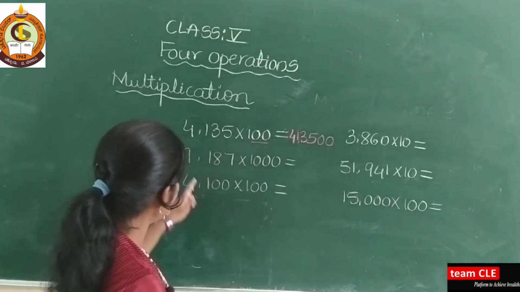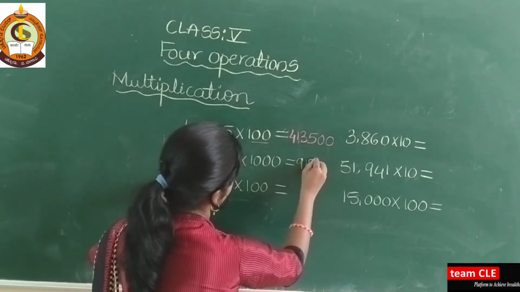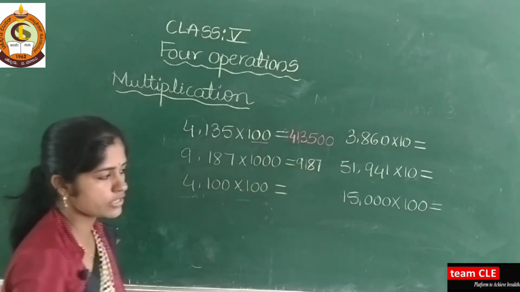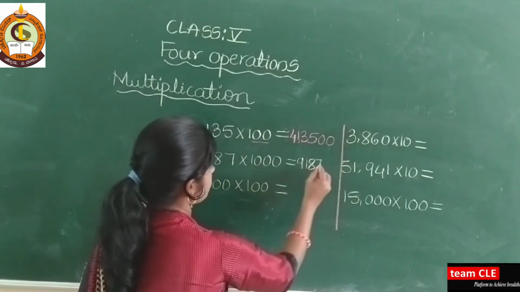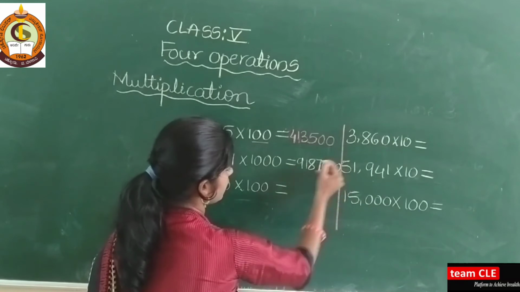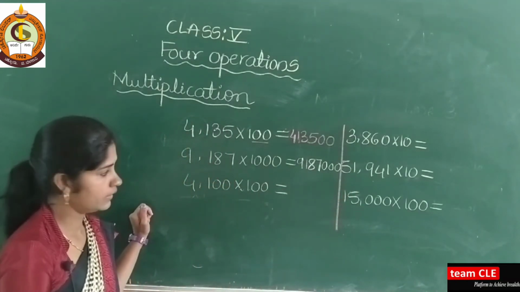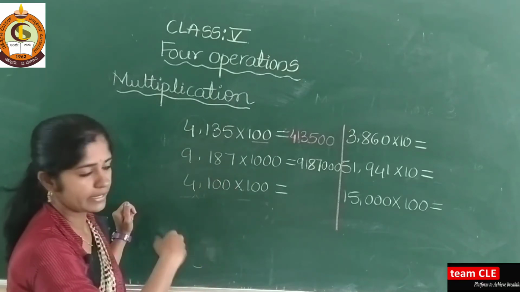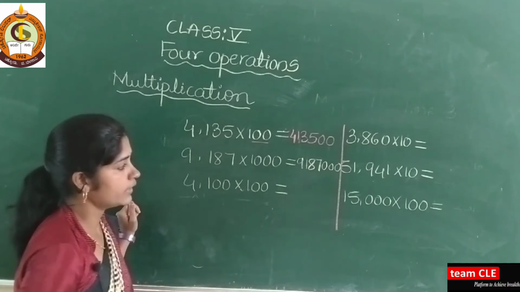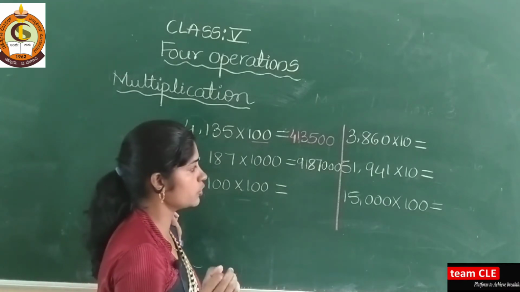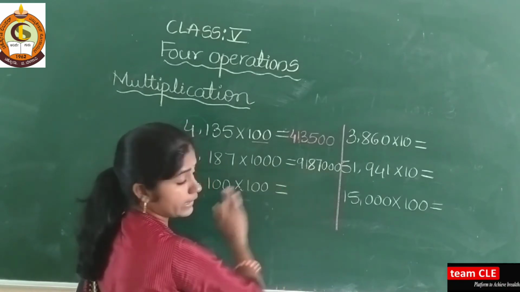Next here, 9187. How many zeros do I need to give here? Tell me how many zeros. Yes, 3 zeros: 1, 2, 3. You put 3 zeros at the end. Here there is no need to multiply. Directly you write all the digits and just see how many zeros are there. That many zeros you give to the right of the number. Right side you have to give, not left side.